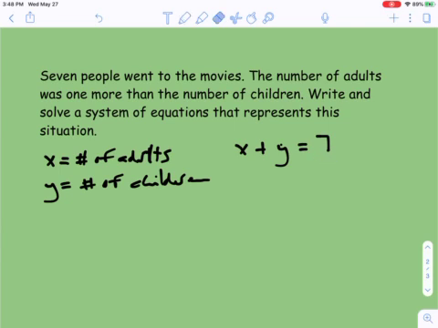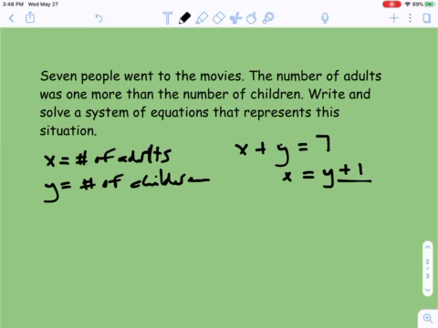And then with my next equation, it says the number of adults was, so adults is x, the number of adults was 1 more than the number of children. So y plus 1. Number of children is y, and then it's 1 more. So there's my 1 more, my plus 1. And now it's just a matter of doing some simple substitution.